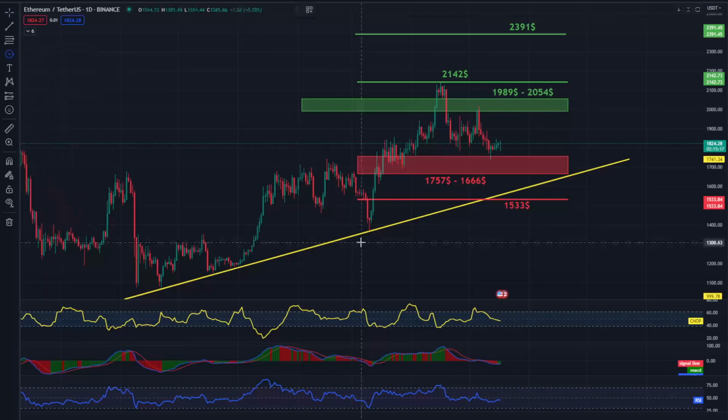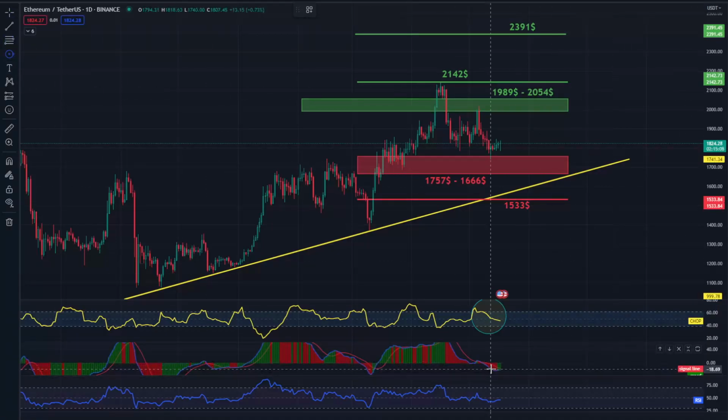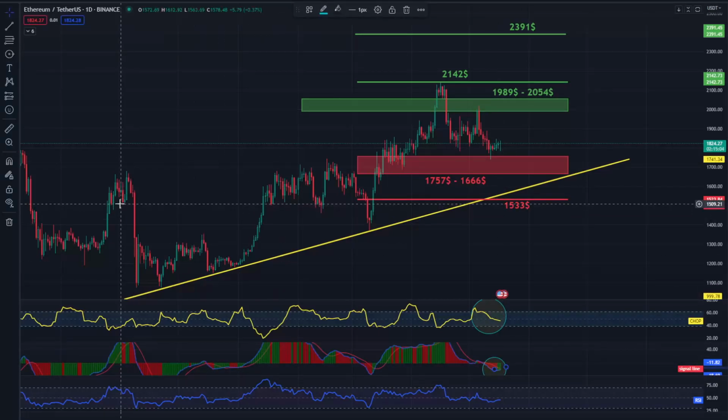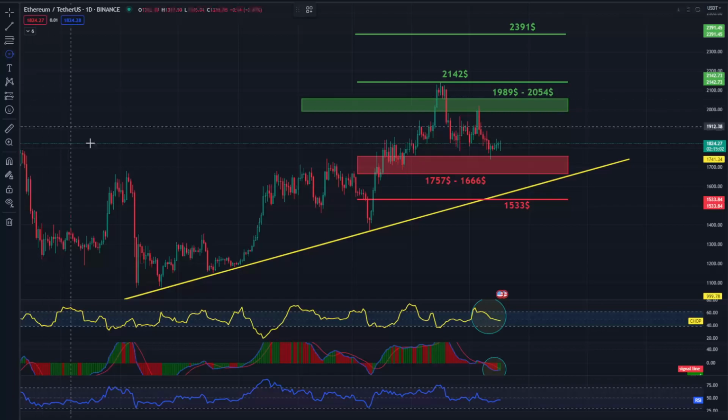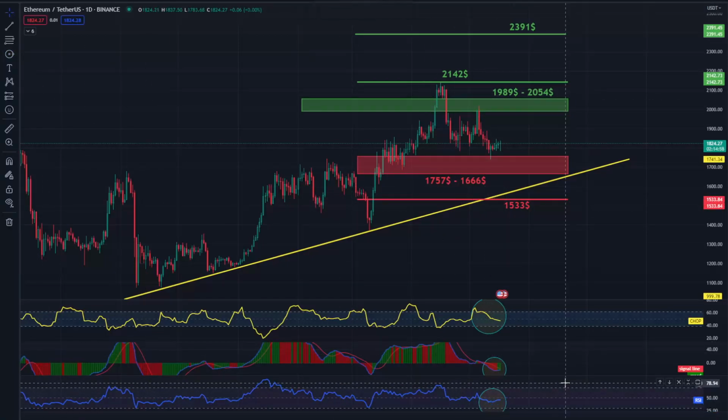The CHOP index indicates that most of the energy has been used. The MACD indicator is in a downtrend. On the other hand, on the RSI we are moving around the middle of the range, which may cause the price to break down towards the previously mentioned support zone.